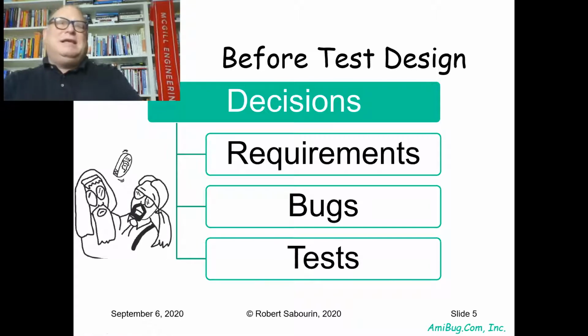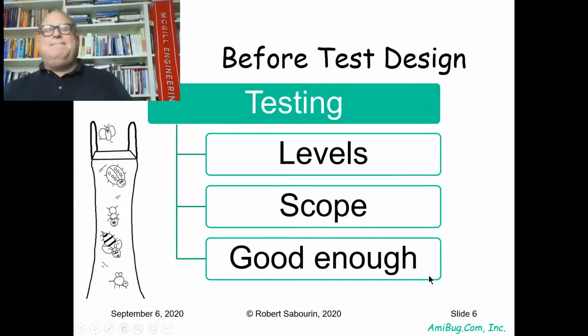Any decision-making processes should exist before you start designing tests. We should know how people prioritize requirements, bugs, tests. So this is something that should happen before test design.